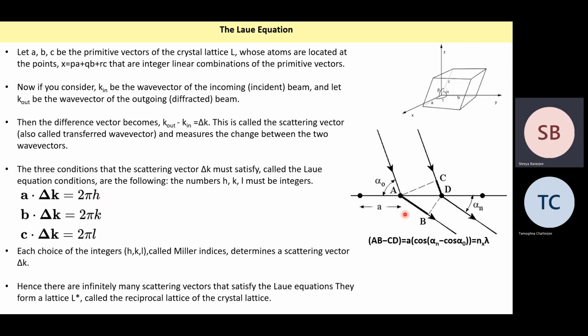So like this, for each h, k, and l, you can get a scattering vector. You know that you can have infinitely different h, k, and l. For each plane in the crystal, there is a different h, k, and l. So according to that, you can have infinite scattering vectors, and all these scattering vectors will give you the net diffraction pattern.